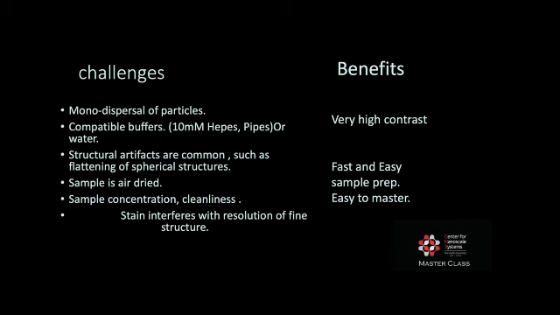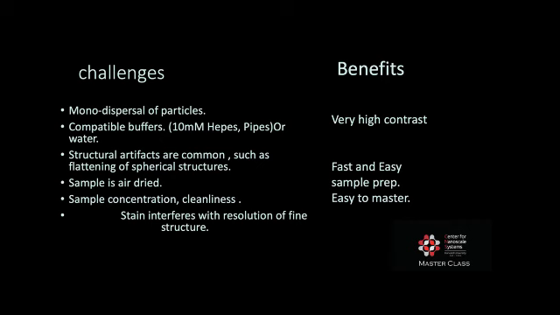Sample concentration is critical, as well as the cleanliness of your sample. If you've purified vesicles or fibers and you haven't removed all of the other extracellular material from your sample, it's going to interfere with what it is you're trying to image. Finally, the stain itself is going to interfere with the resolution of fine structure. So while this is a great way of getting quick and easy images of your protein, the resolution is going to be limited to about 1 nanometer.